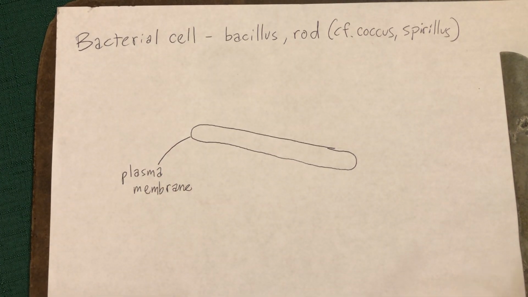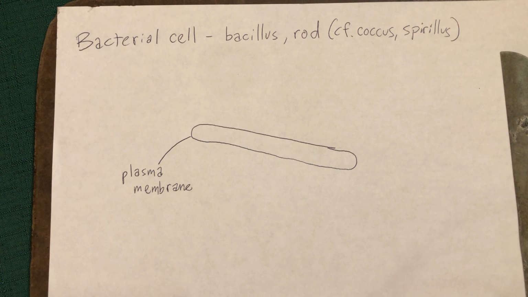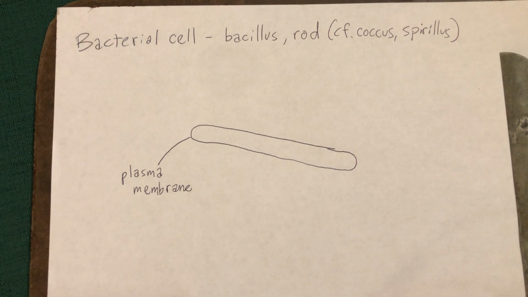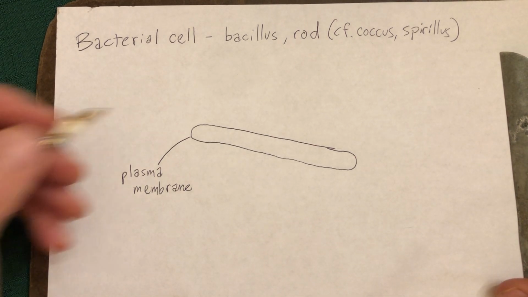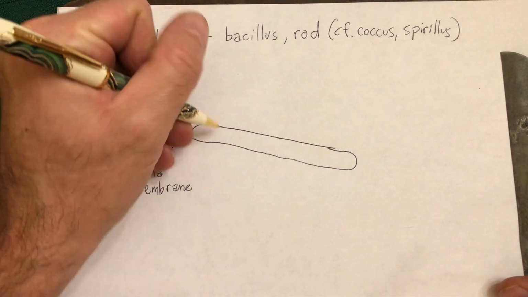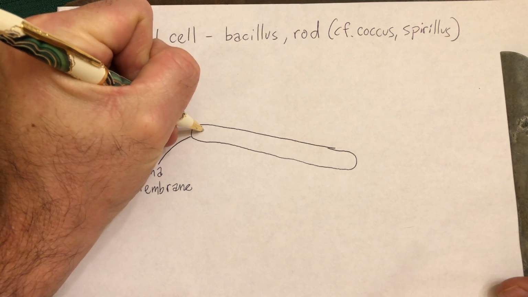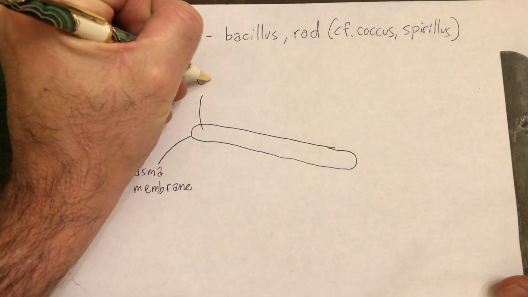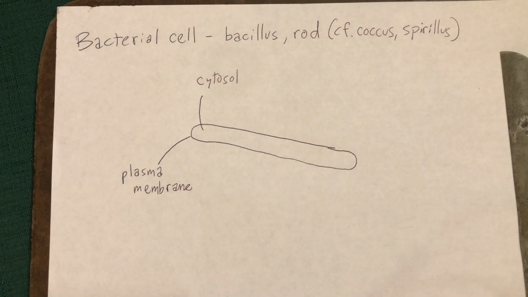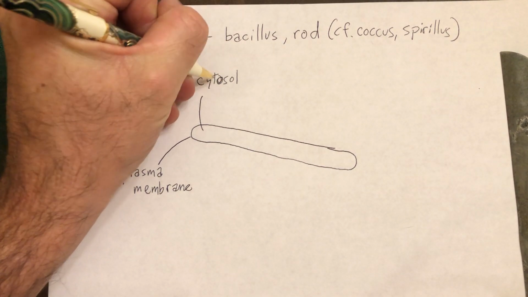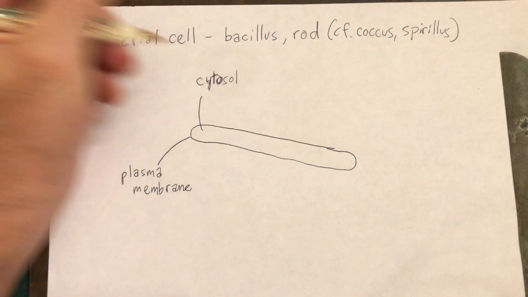And the plasma membrane, that's something that surrounds every single kind of cell, whether it's bacterial, archaeal, eukaryotic. All cells have a plasma membrane. All cellular life has plasma membranes made up of phospholipids and proteins. And that plasma membrane forms a boundary around the cytosol or cytoplasm. What's the difference between cytosol and cytoplasm?